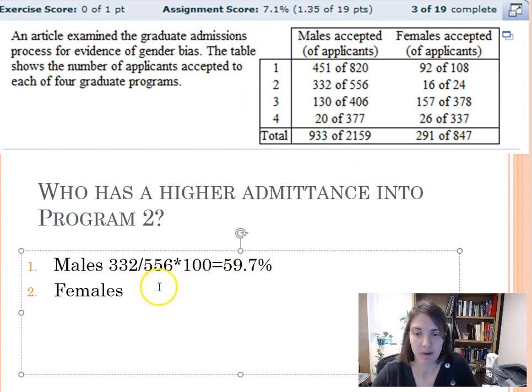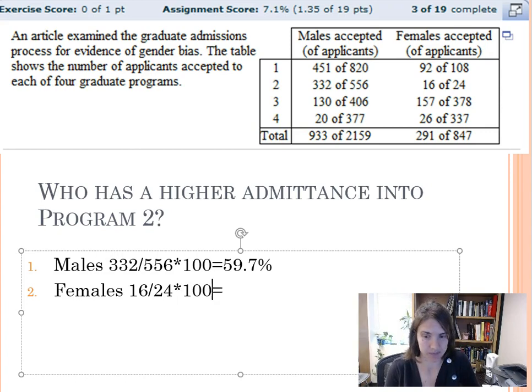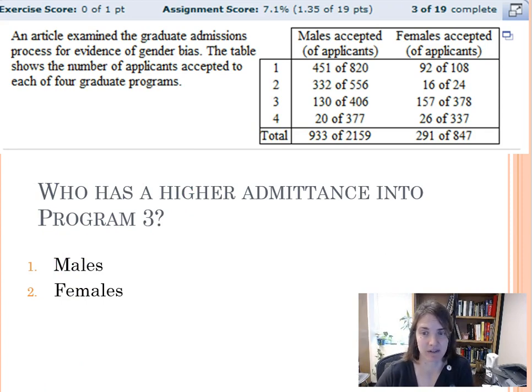We can do this for females, and what we'll see is that, again, females have a higher acceptance rate in this program. So 16 got accepted, 24 applied, times 100 gives us a percent of 66.7%. And again, you can see that in this program, females actually have a higher percentage of acceptance.